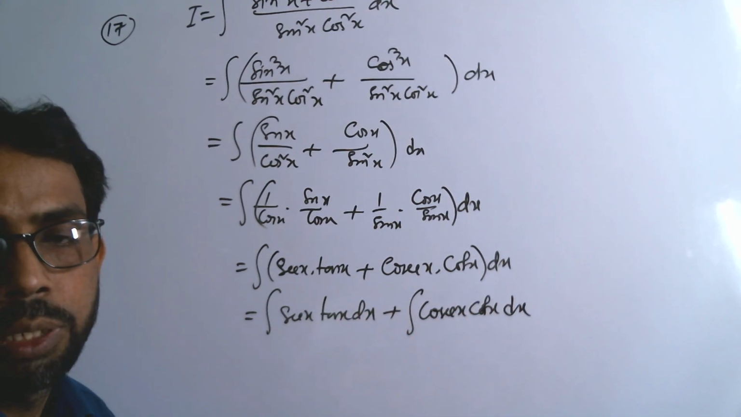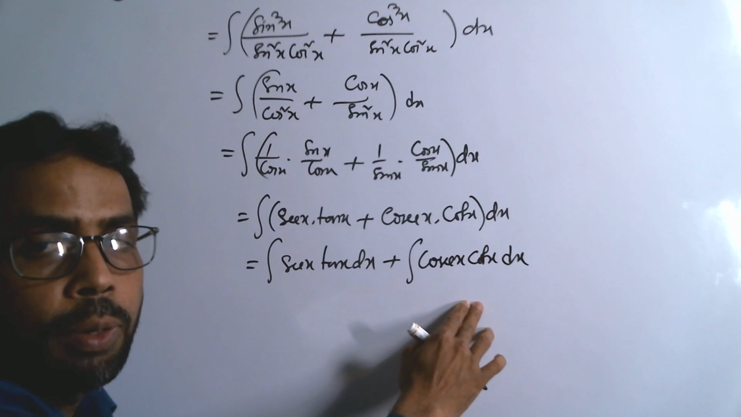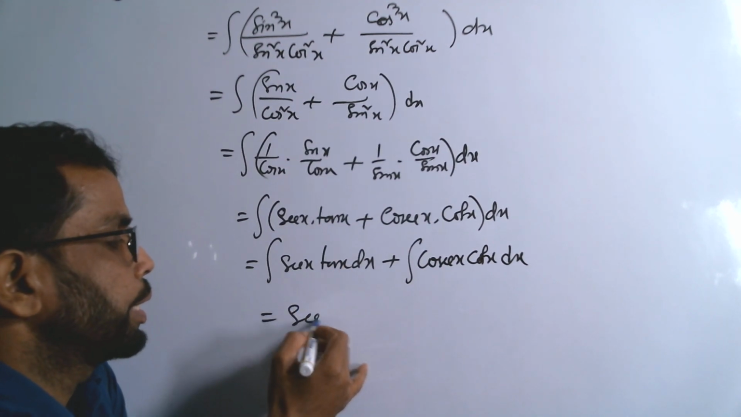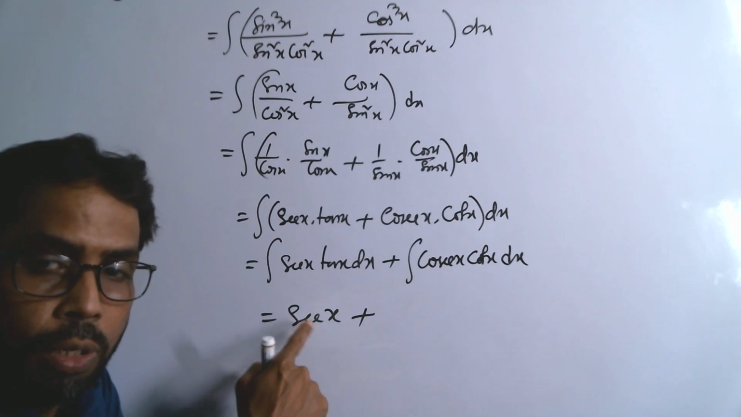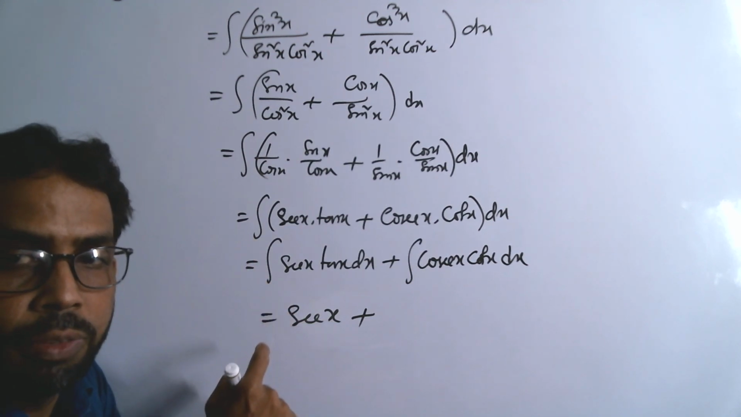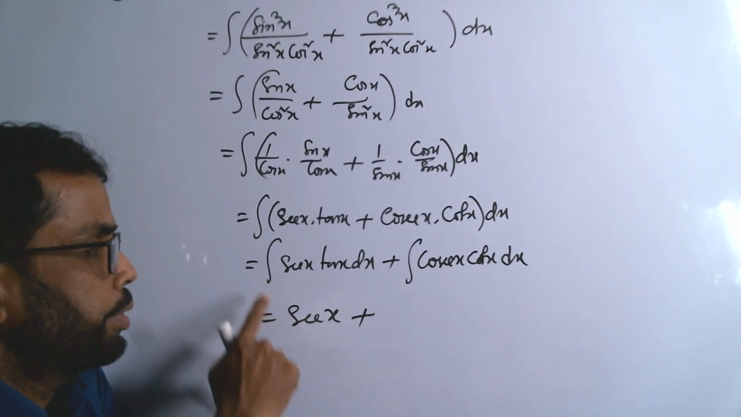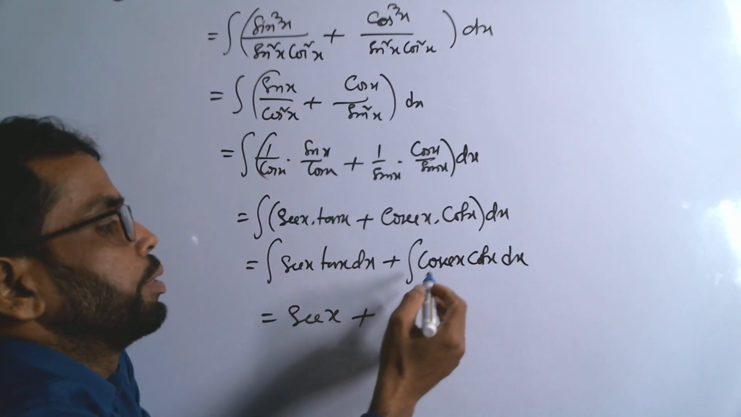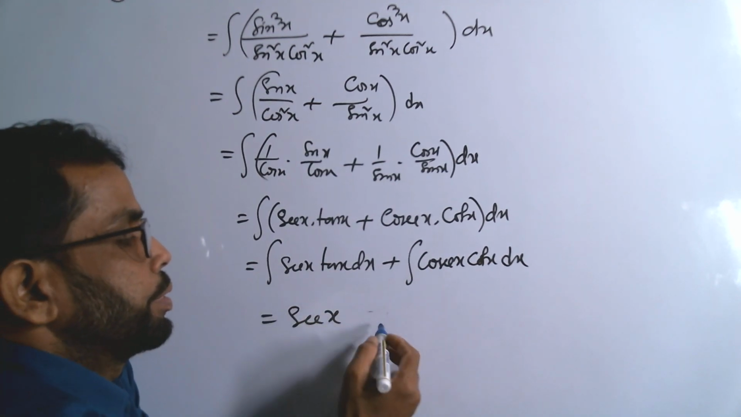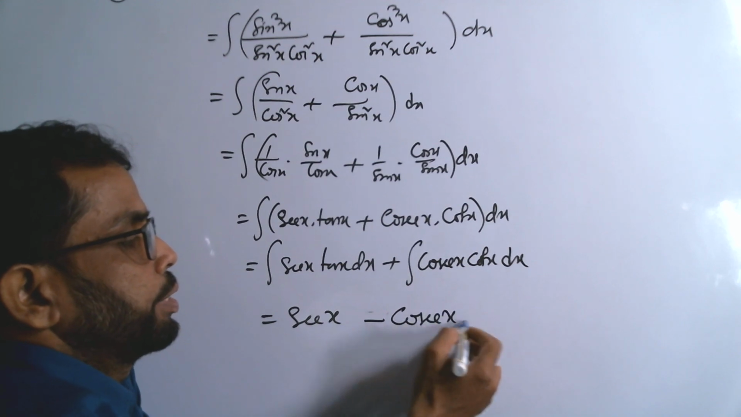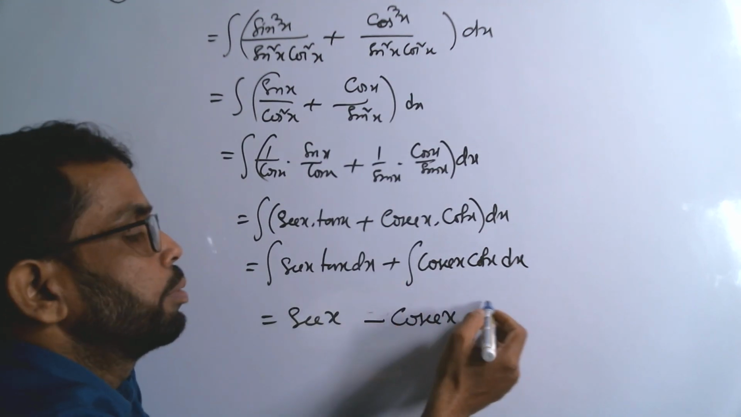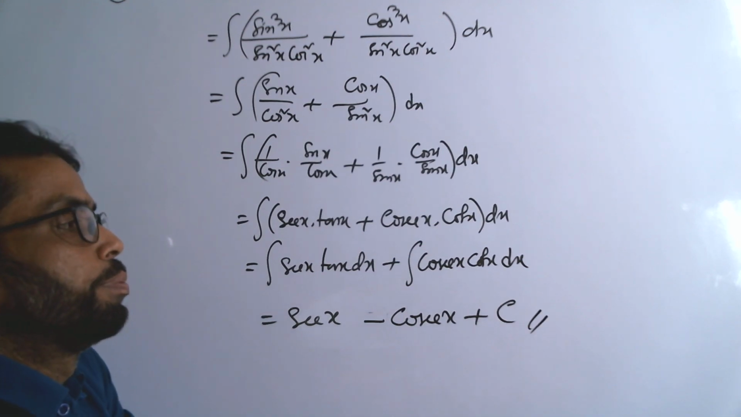So the two integrals separated, and both the integrals are now coming under basic integration. Integration of sec x tan x dx is sec x. You can see opposite also, inverse process of differentiation: d/dx of sec x is sec x tan x. So integration of sec x tan x is sec x. Cosec x cot x integrates to minus cosec x. The integration is done, plus constant c.